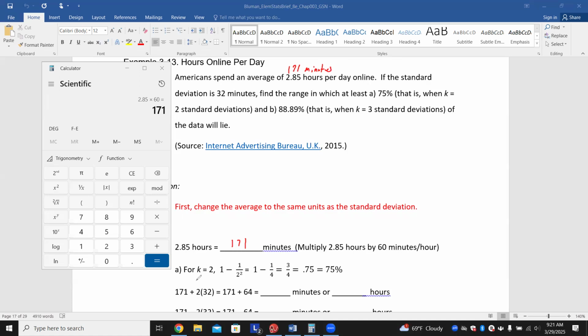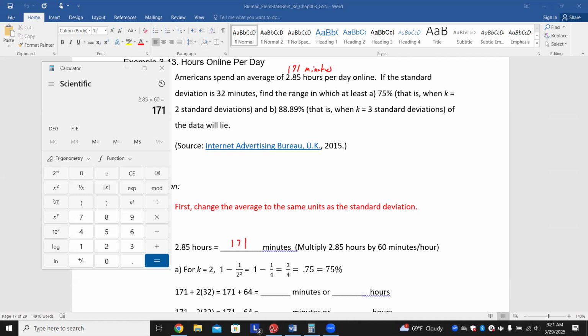So again, if k equals 2, it told us here, but this is what I was just explaining a while ago. This is simply 1 minus 1 over 2 squared, which is 1/4. So you get 3/4, which is 0.75, which is 75%. So 2 standard deviations, plus and minus, should contain 75% of your data.